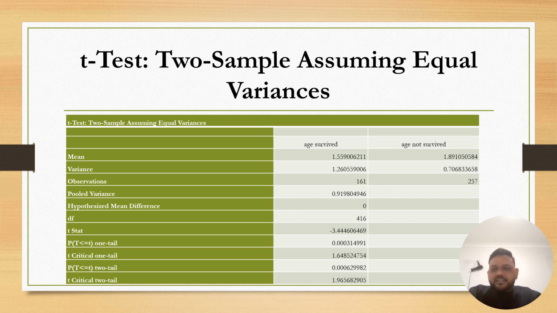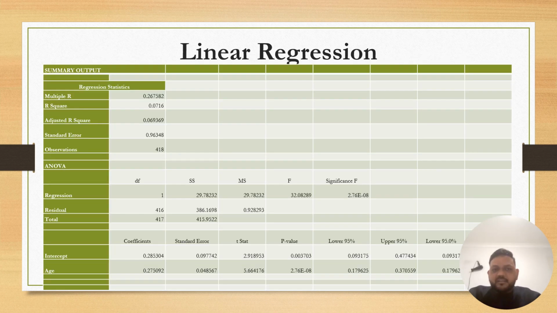The negative t-statistic indicates that the average age of the passengers who did not survive was greater than that of the survivors at the 0.05 significance level. The critical t-value for a two-tailed test is 1.966 and with 401.16 calculated degrees of freedom, there is substantial evidence to reject the null hypothesis. Go to the next slide.